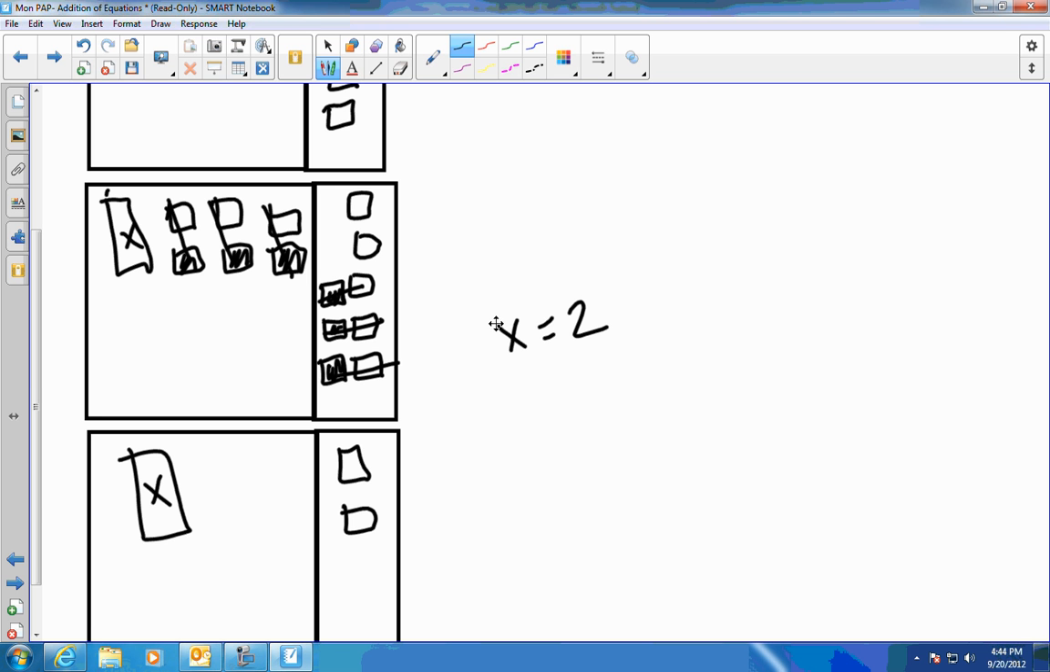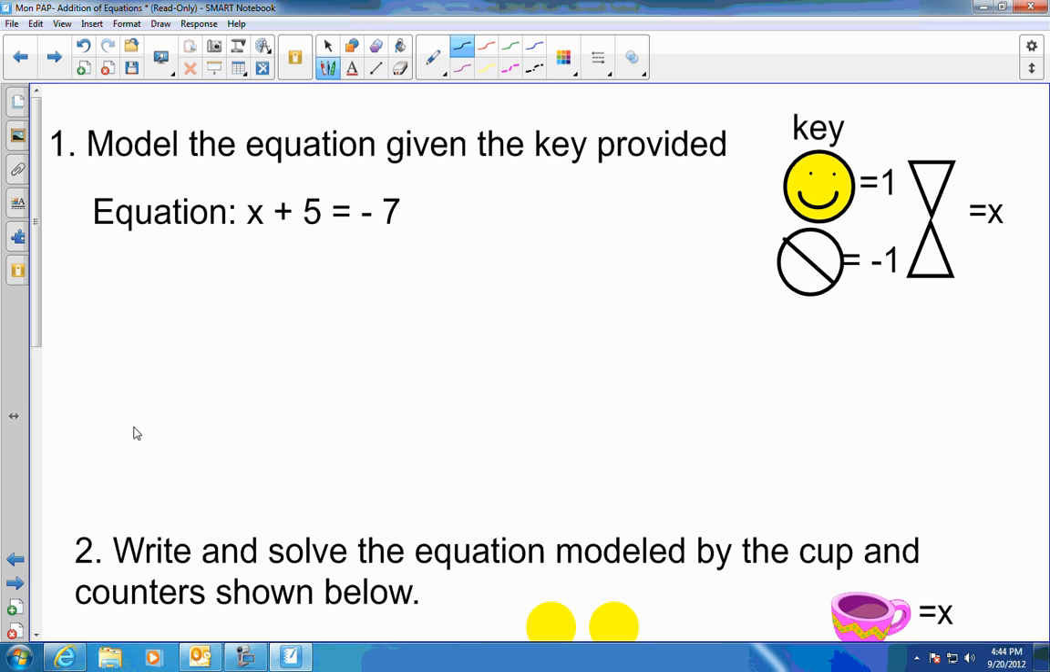Now, I know you're probably thinking, why do we go through all this work? Well, because eventually this gets a lot more complicated and you're going to want to be able to show your steps on each individual one. So on the next one, we have a different type of key where our x is represented by this weird shape. And our +5 is represented by smiley faces. So I'm going to put 5 of those.